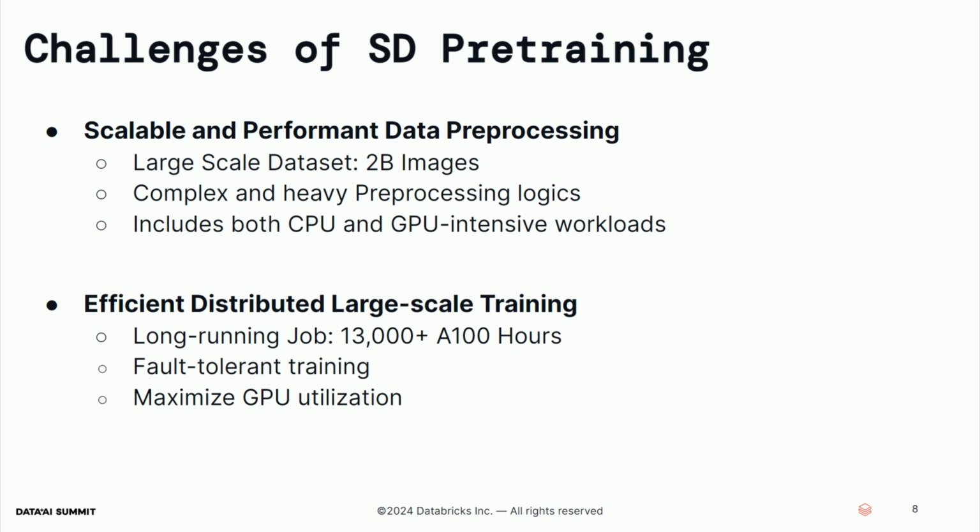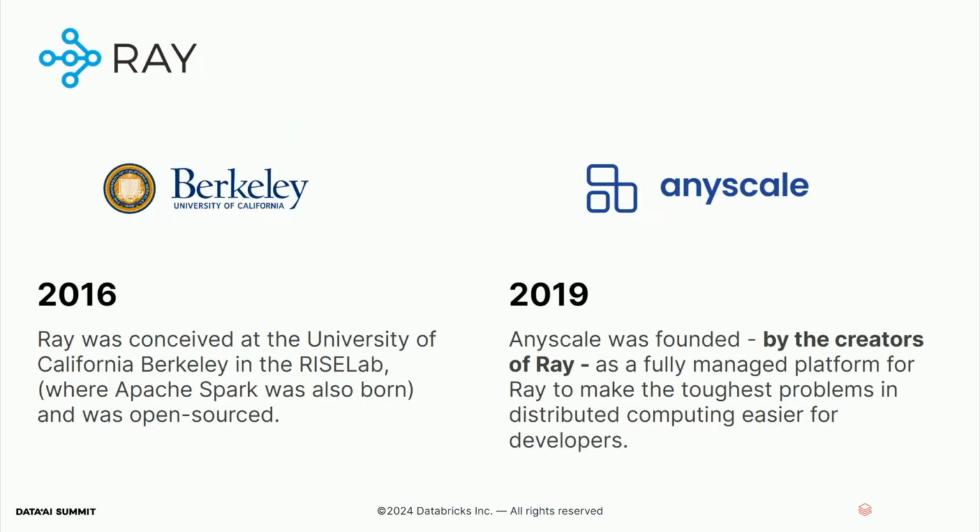So to address these challenges, our solution is to use Ray. So what is Ray? Ray is an open source distributed framework that helps you scale your Python workload, especially your AI workload. It was created by Berkeley RISELab in 2016, and 3 years later, the creators of Ray founded Anyscale, where we provide a fully managed service of Ray clusters and help users to easily deploy and develop their ML models.